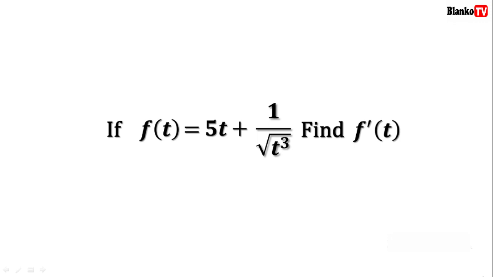Today the question that we are going to solve is, if f(t) equals 5t plus 1 over the square root of t raised to the power 3, find f dash t. If f(t) is equal to 5t plus 1 over the square root of t raised to the power 3, find f dash t.